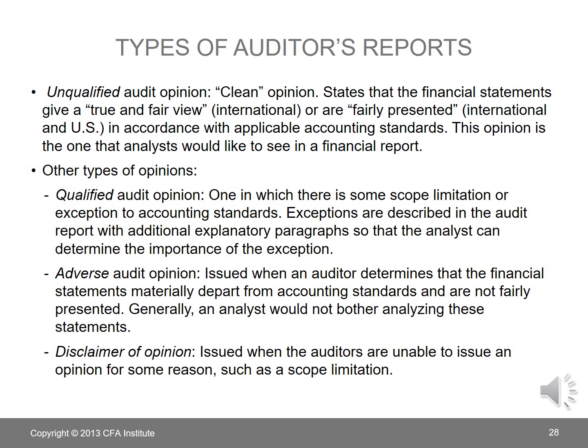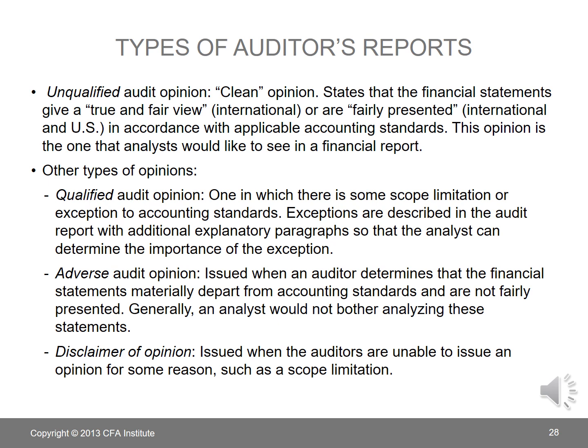Now, it's also good to be aware of the different types of auditors' reports. Okay, so we have multiple levels of auditors' report strength, if you want to call it that. First, we have an unqualified audit opinion, which states that the financial statements give a true and fair view, or are fairly presented, in accordance with applicable accounting standards. This is often referred to as a clean opinion, and is the one that you want to look at as an analyst. This is the kind of auditor's report that you want to see in your financial reports. There are several other types of opinions.